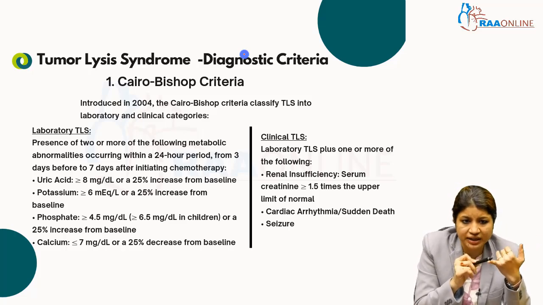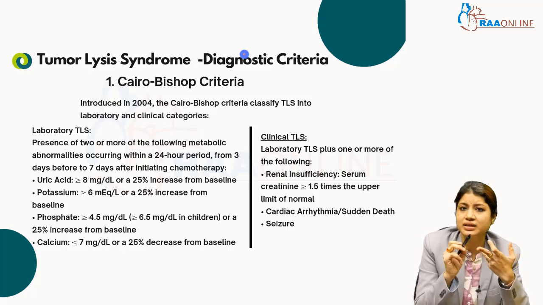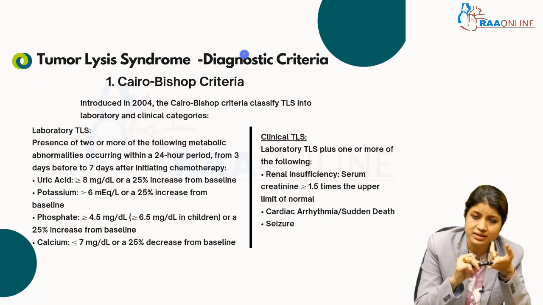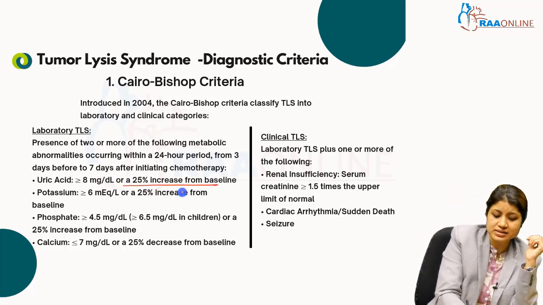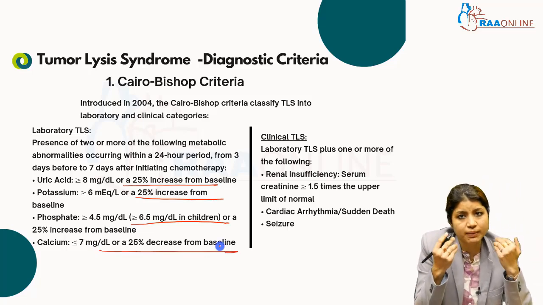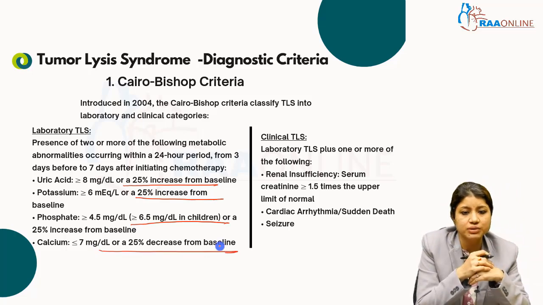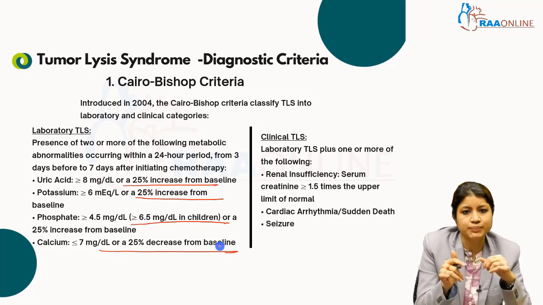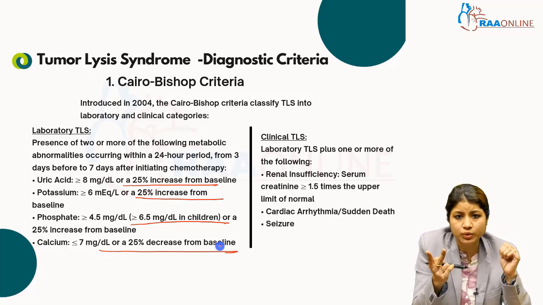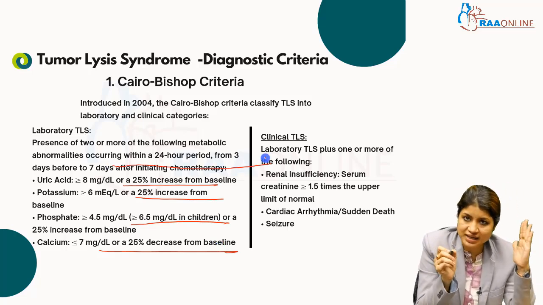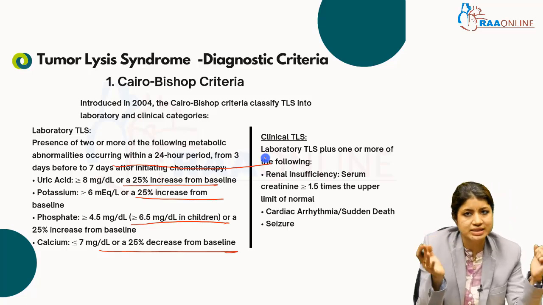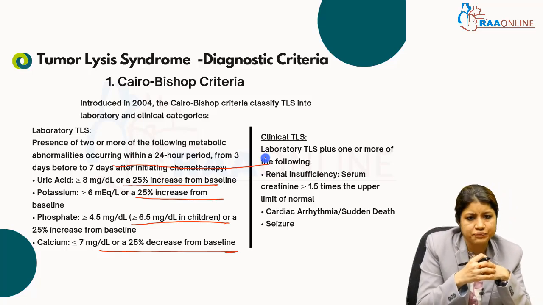We saw there is hyperkalemia, hyperuricemia, hyperphosphatemia, and hypocalcemia. Or in general, there is an increase in all these components by 25% from the baseline, or a decrease of the calcium by 25% from the baseline. And what it says is, 2 or more of the following metabolic abnormalities should occur within a 24-hour period, from, as we discussed, 3 days prior to 7 days after initiating chemotherapy.